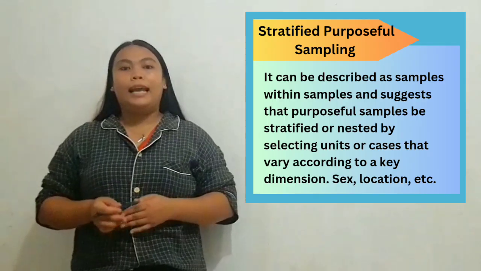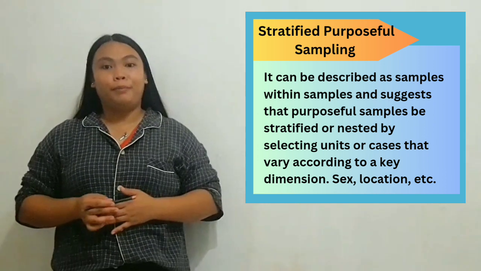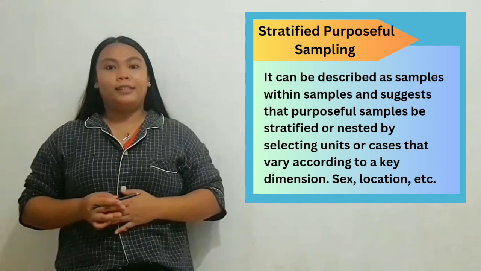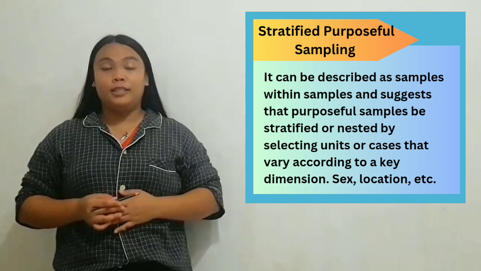Now let's move on to stratified purposeful sampling. It can be described as samples within samples and suggests that purposeful samples be stratified or nested by selecting units or cases that vary according to key dimensions, such as sex, location, and so on. For example, one may purposefully sample primary care practices and stratify these purposeful samples by practice size like small, medium, and large, and practice setting like urban, suburban, and rural.